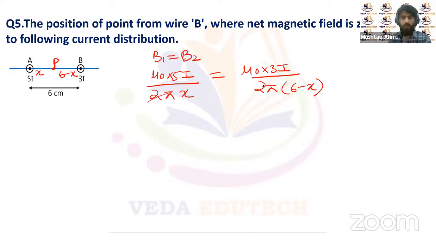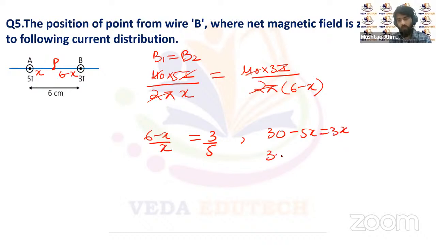So from here, 2 pi will get cancelled, mu naught i will get cancelled. We'll be just left with 6 minus x upon x equal to 3 upon 5. So 30 minus 5x will be equal to 3x, or 30 has to be equal to 8x. So from here, x will be equal to 15 upon 4 centimeter.